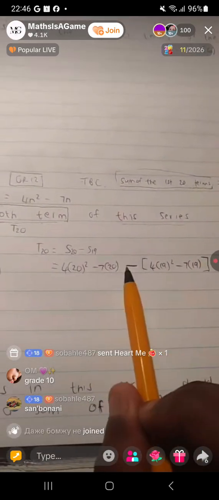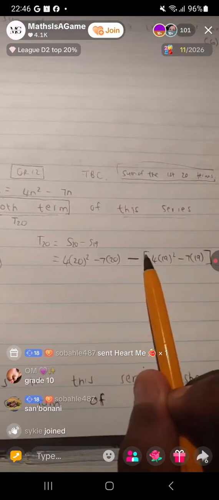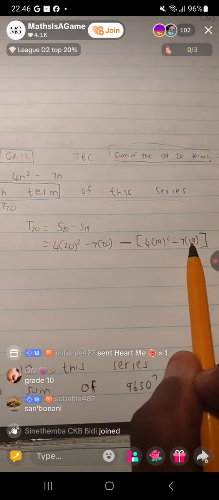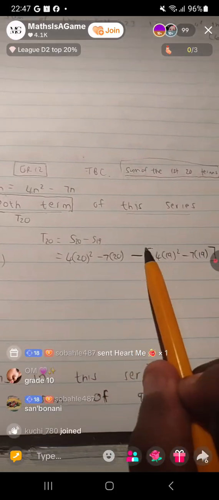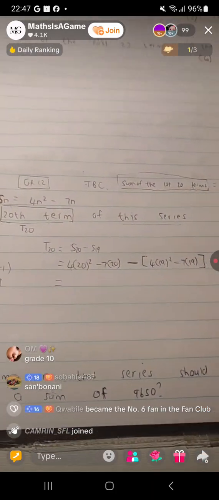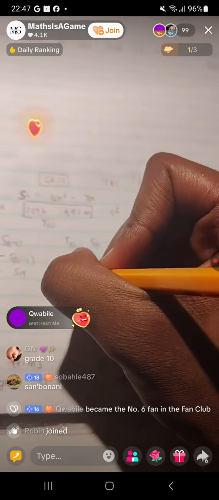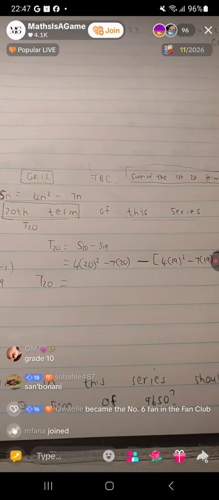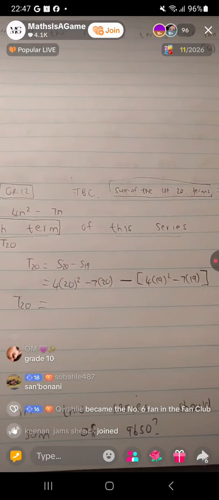Right? And of course, I'm using these brackets just so that I can separate what I get here. That value, I can get it separately. This value minus that value will then give me the actual answer that I need for T20. Okay? I hope we are clear.